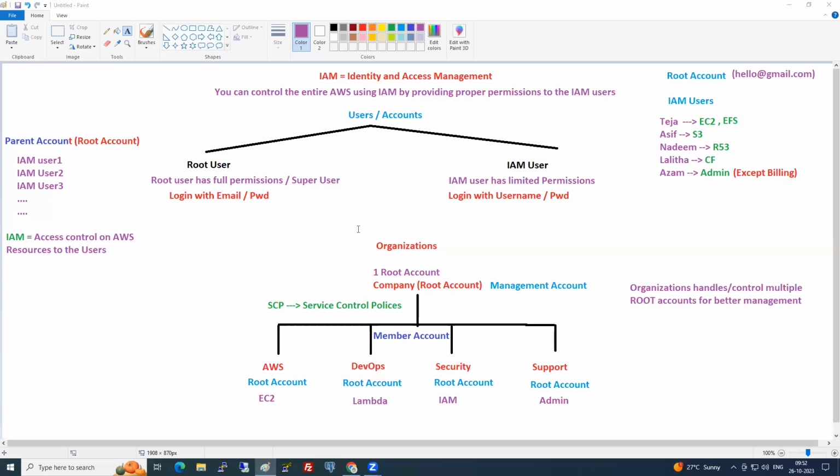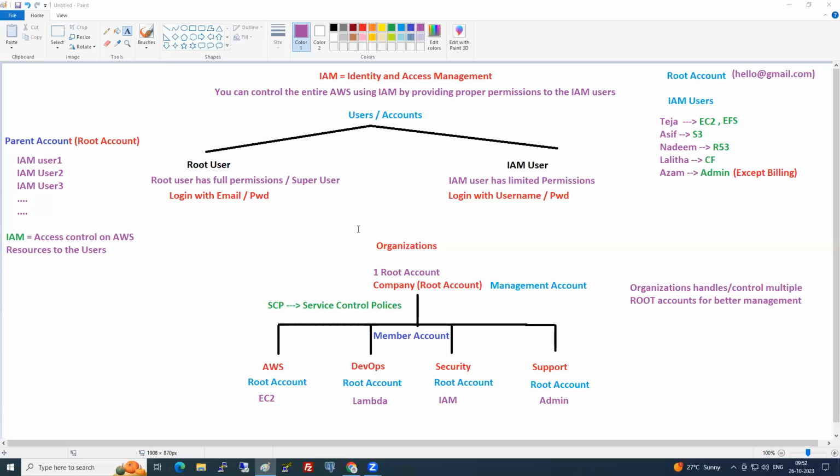So root account meaning full control. Member accounts are nothing but root accounts only. Is it good that I give full permissions to the member account? Because they joined my organization.